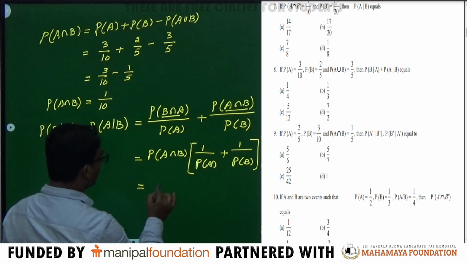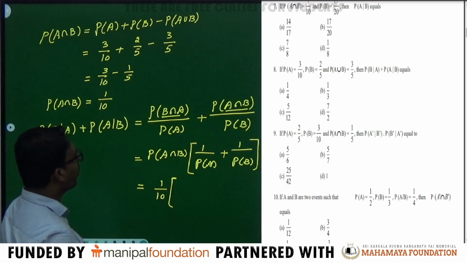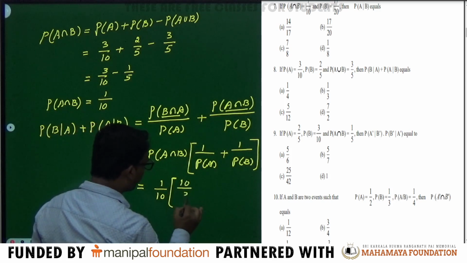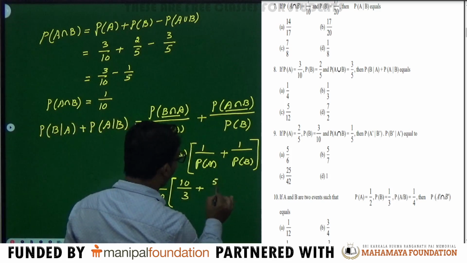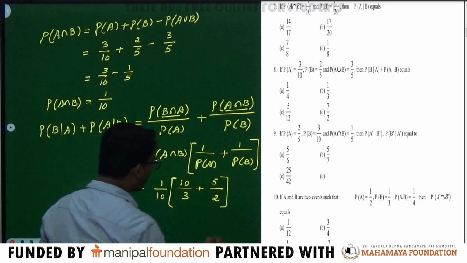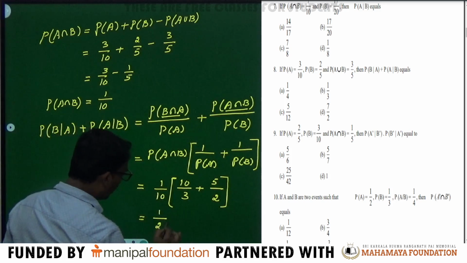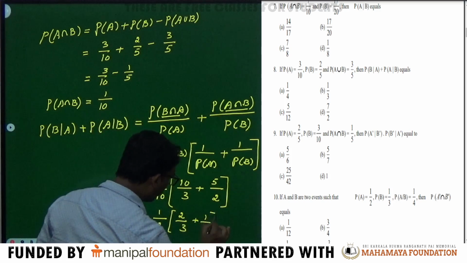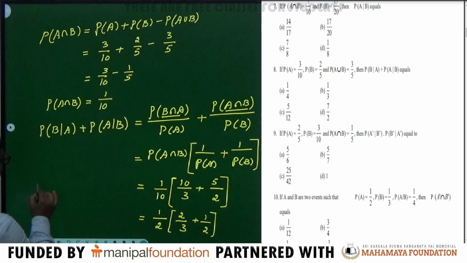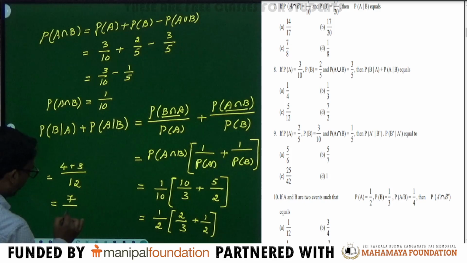Probability of A intersection B is 1 by 10 into, probability of A is 3 by 10, so 1 by that is nothing but 10 by 3, plus P of B, whose value is 2 by 5. After taking reciprocal this will be 5 by 2. We can take 5 as a common factor, we will get 1 by 2 into 2 by 3 plus 1 by 2. So after taking the LCM we get 4 plus 3 divided by 2 into 6, that is 12. That is, the answer is 7 by 12.